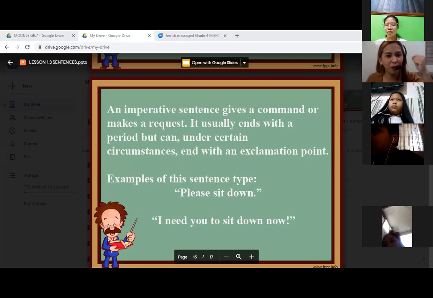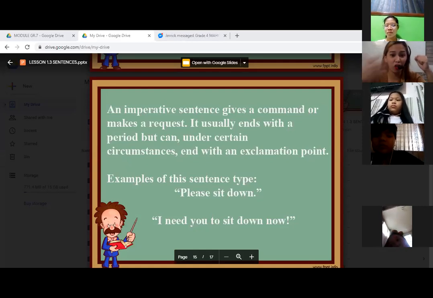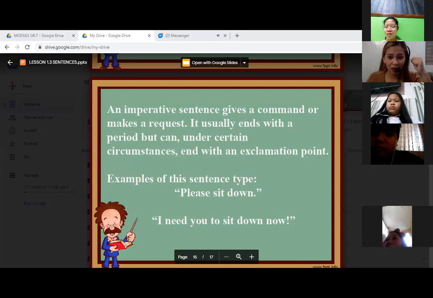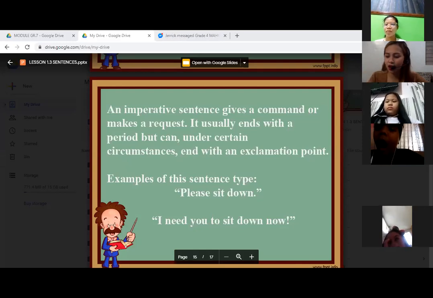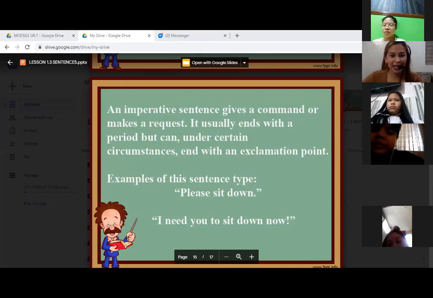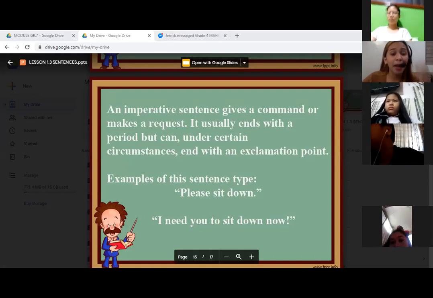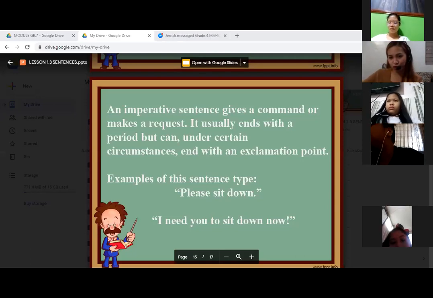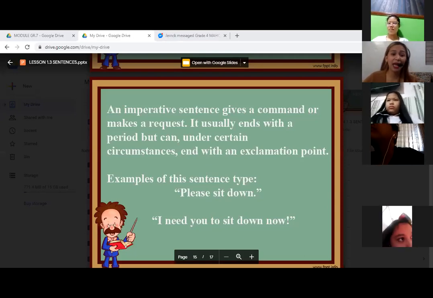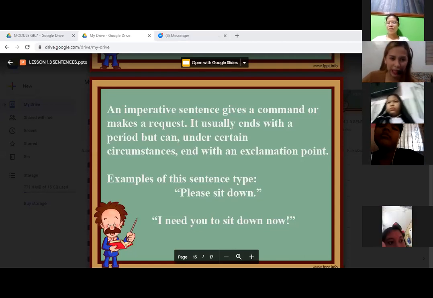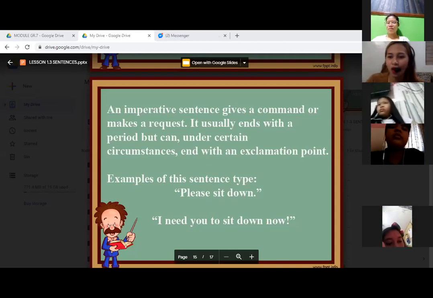When you say command, more on authority. Halimbawa ako, mas matanda ako sa inyo, inuutusan kita. That is a command. Let's say for example, okay, sit properly. Oh, yun yung command. Do you understand? Turn your book to page 90. In that case, I'm commanding you to do something. So if I say, okay class, please write this on your notes, that's a request because I am telling it to you politely. Maliwanag.